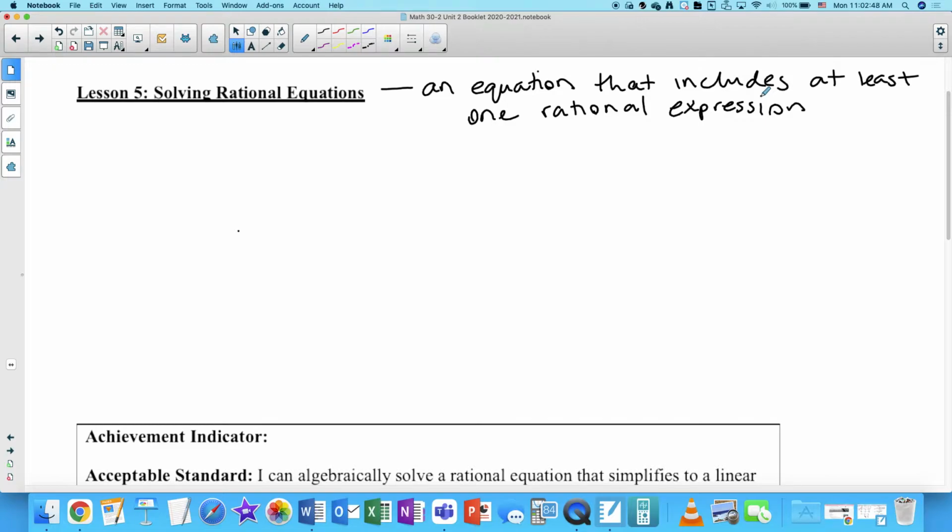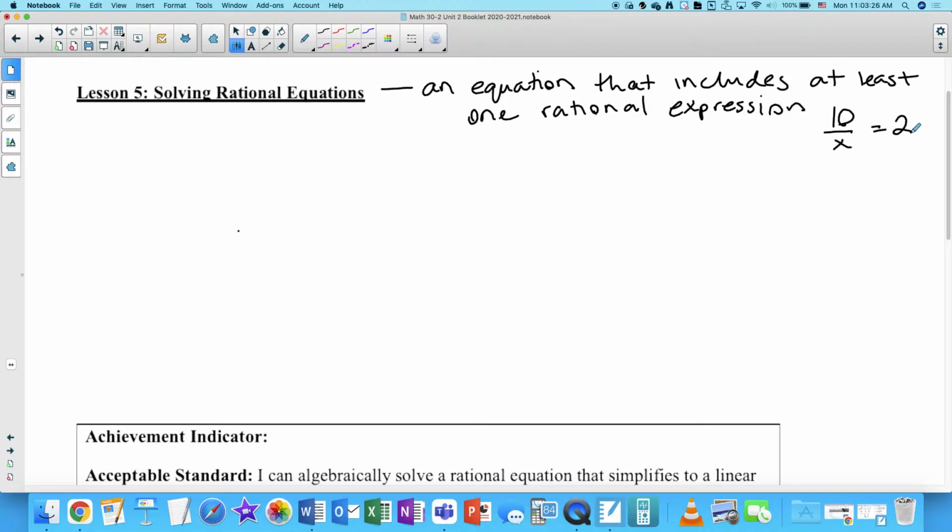For example, if you had 10 over x equals 2, this is in fact a rational equation because the left side is a rational expression. It's a fraction that has algebra in it, and the denominator is a polynomial. The numerator is just a number, but there you have it. Now, anyone know the solution to this? 10 divided by something equals 2. x equals 5. So in fact, you've solved simple rational equations many times before.